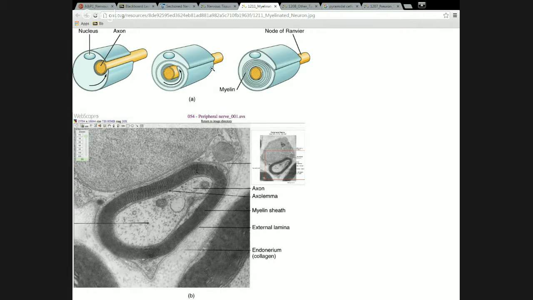This is the cytoplasm of the Schwann cell, and as it starts to wrap around, there's cytoplasm in the layers that are wrapping around. But once it fully wraps around, it basically squeezes all the cytoplasm out, so you just have cell membrane, cell membrane, cell membrane, just layered right up on top of each other.